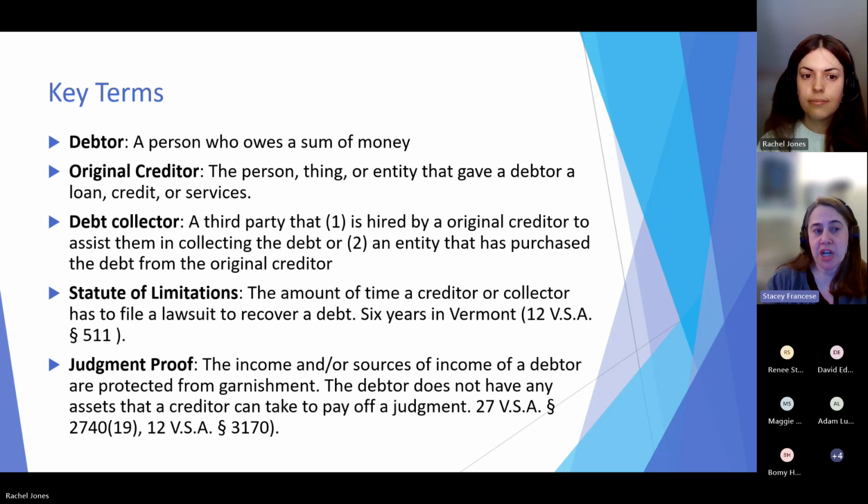And then we'll use the term judgment proof. Judgment proof refers to either income or an asset or a source of income that's protected under Vermont's exemption statutes. And so that means that at that period of time, the creditor can generally not collect that type of income or asset because it is protected. And again, that can change in the future. So it generally relates to that period of time.